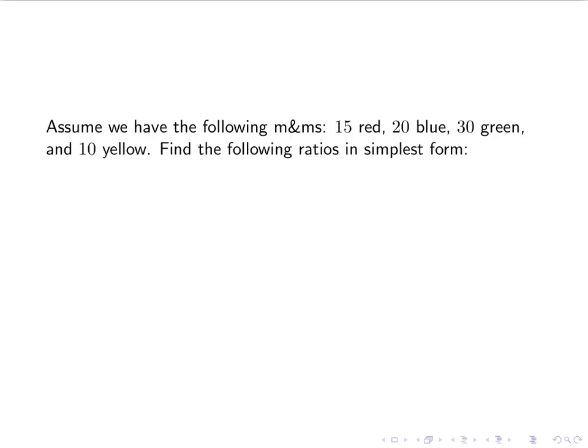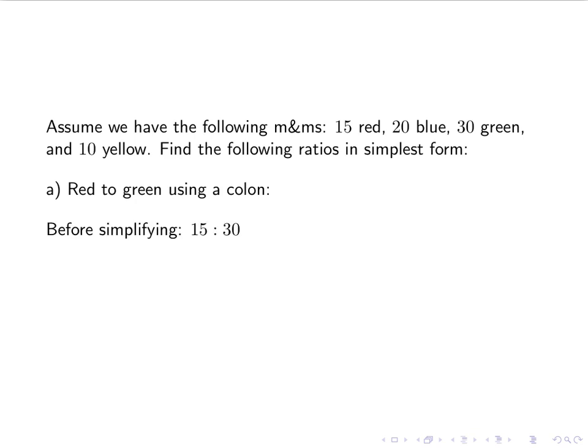So let's assume we have the following M&Ms. 15 red, 20 blue, 30 green, and 10 yellow. Find the following ratios in simplest form. So I'm going to do the ratio of red to green using a colon. Before any simplifying, we have 15 red and 30 green. So it's 15 to 30, but we can simplify that. 15 over 30 as a fraction becomes 1 over 2. So the true ratio would be 1 to 2. For every 2 green M&Ms, we have 1 red.